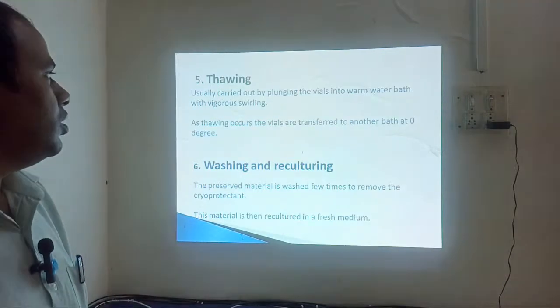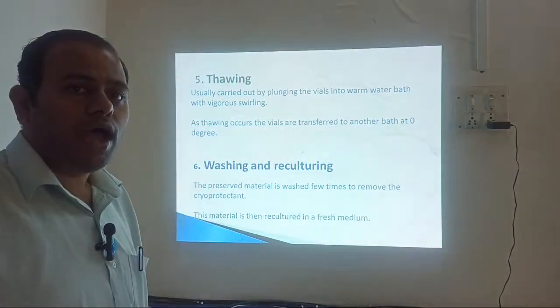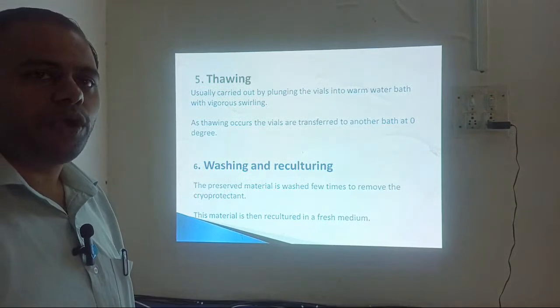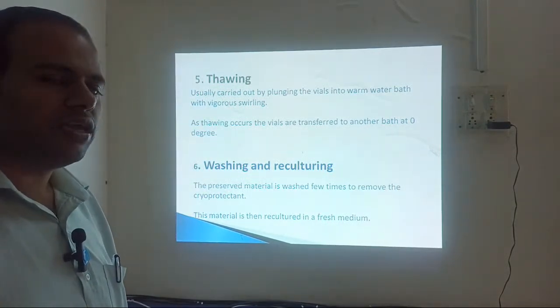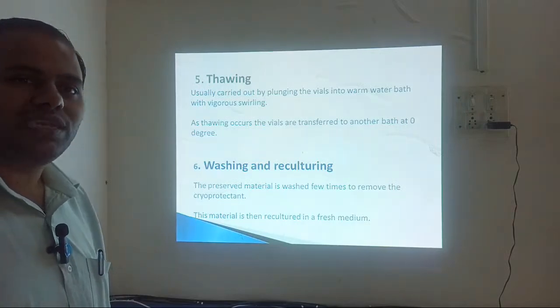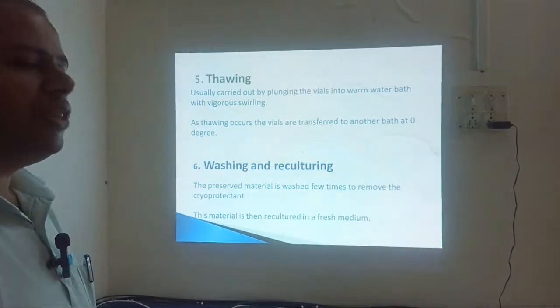Okay. The next process is thawing. From now I will tell you how to retrieve the protected material. Till now, up to the fourth step, we have stored the cryoprotected material. Now, if you want to use it, then how to use it? The first step is thawing. Okay. Now, what is meant by thawing?